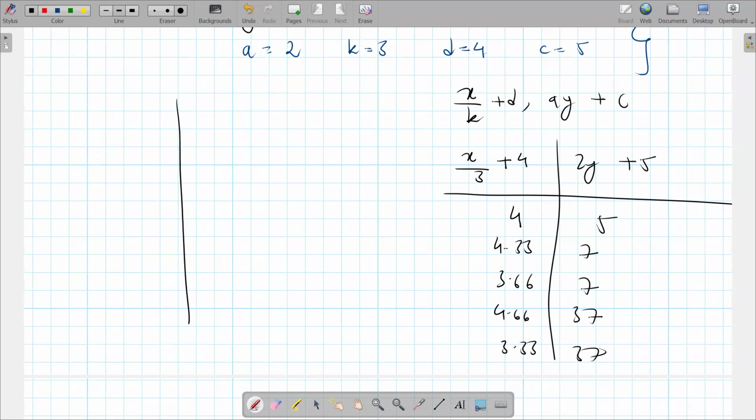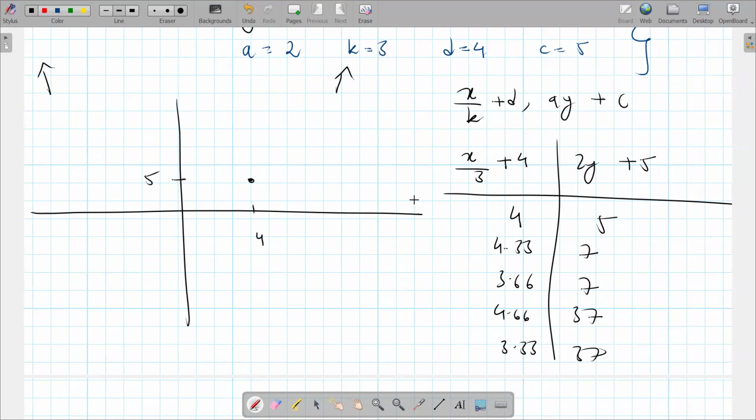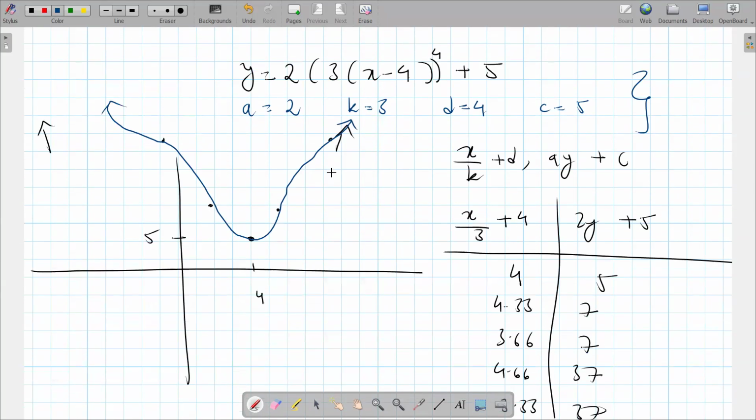So our function, we don't have a whole lot of points to go off of, but 4, 5 is a nice point. 4, 5, right there. And we know that our function starts in this quadrant and ends in this quadrant. 4.33, 7, boom, boom, 4.66, 3.37, okay. So we don't know where the turning points are because we're using transformations. And there you go. That is your quartic function. Cool? Just a quick example.